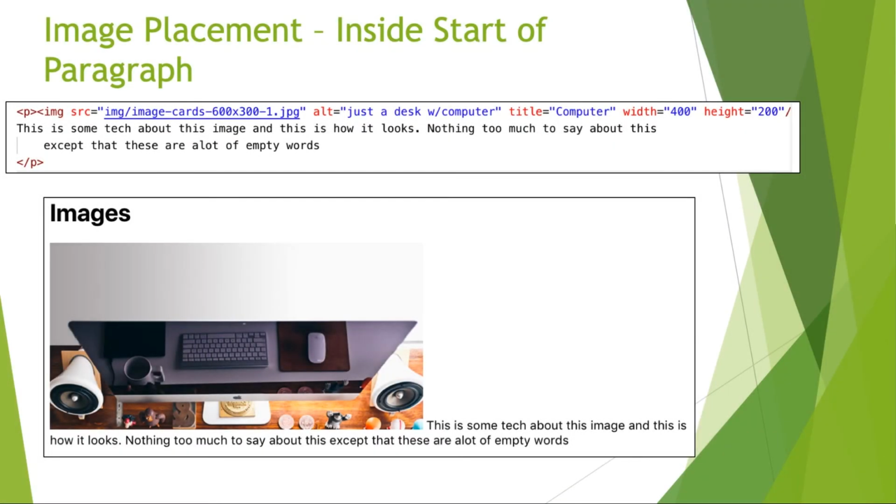Now here we have our image inside the start of the paragraph tag. So I have my opening P tag, and then I have that same statement for the image. Then I have my text, and I close it. And you see it happens that the text starts to the right-hand side of that picture.